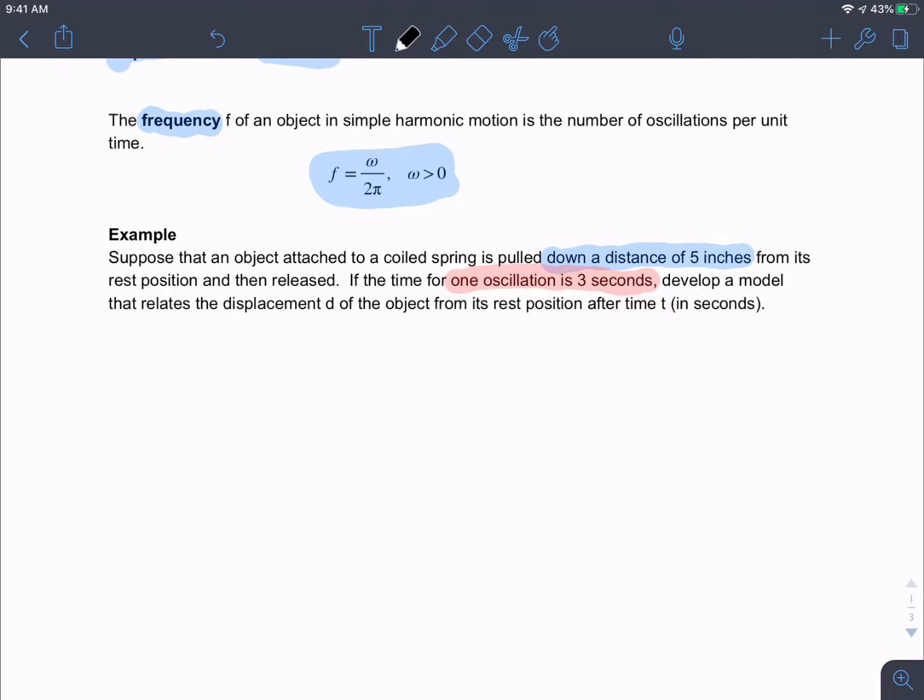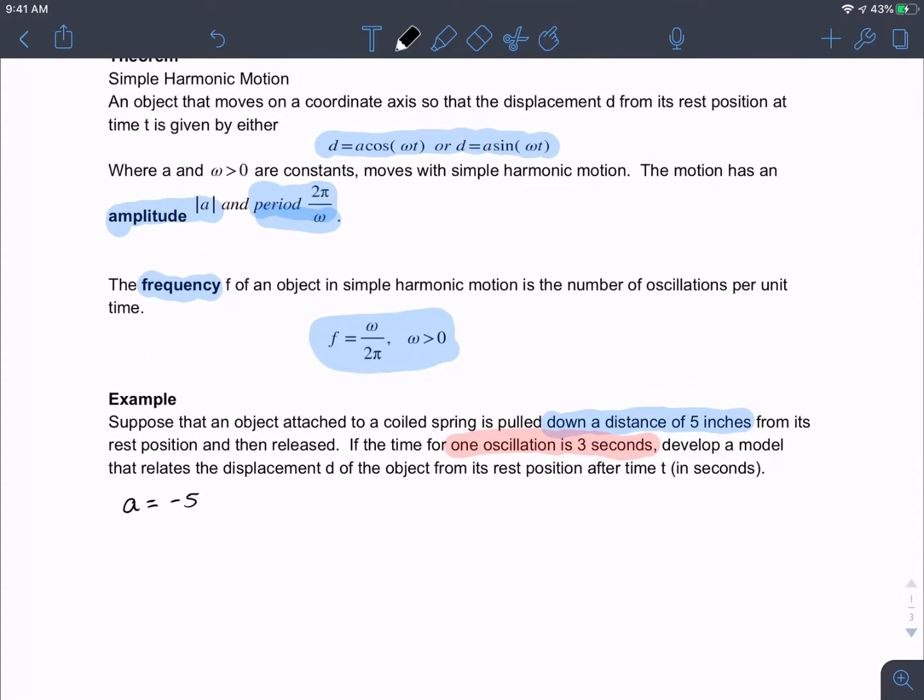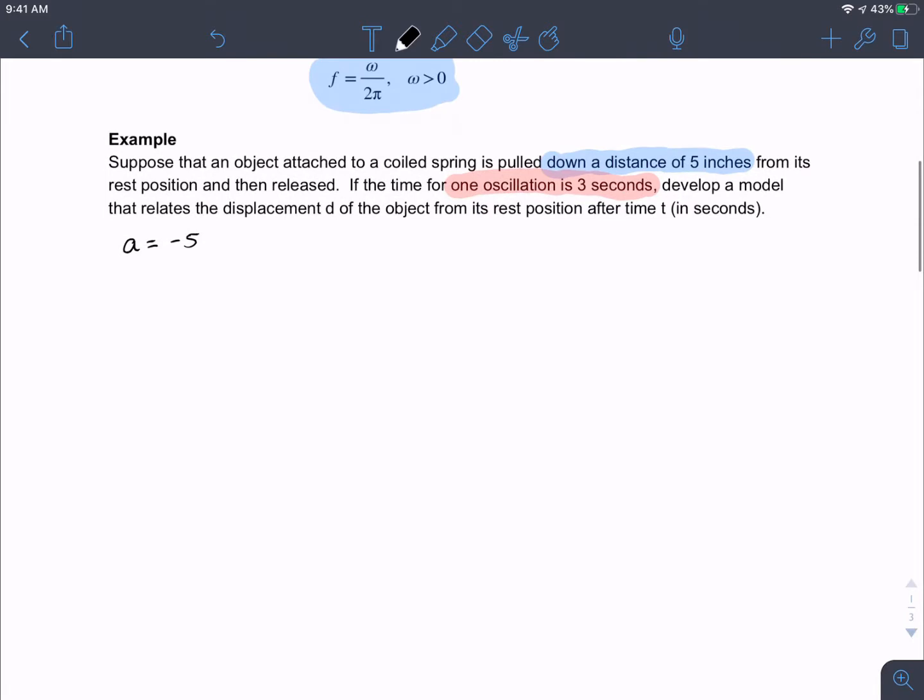Also, develop a model. Basically, they're asking us to come up with an equation that relates to the displacement of the object from its rest position after t seconds. So that down distance is our amplitude. So it's going to be -5, or we can think of the amplitude as the absolute value of that. But when we use the formula, notice that in this formula, we don't have the absolute value piece. We just have the amplitude A. And so our A here is that -5.